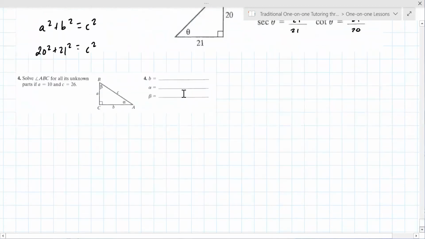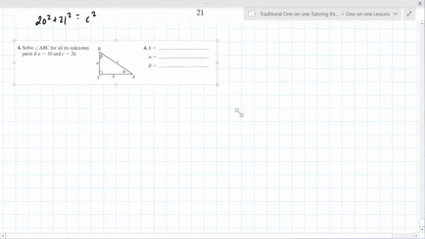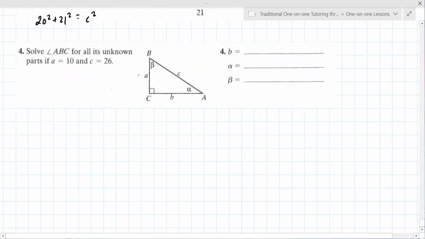All right. Solve triangle ABC for all of its unknown parts. So A is 10 and C is 26. This is a 5, 12, 13 triangle. So 5 times 2 gets you to 10. So B is really 24. And that helps you with doing the Pythagorean triples to make this fast.